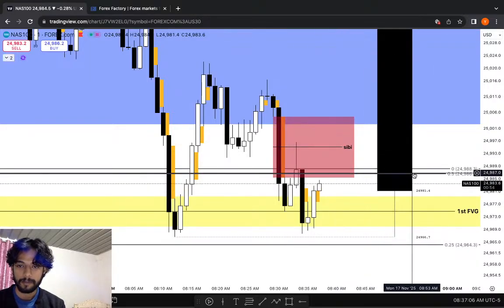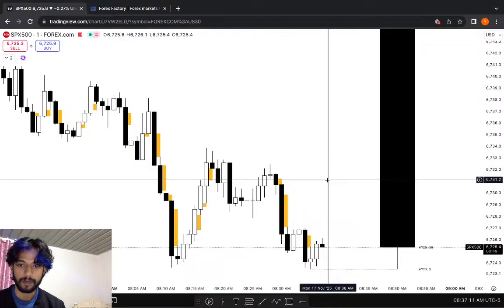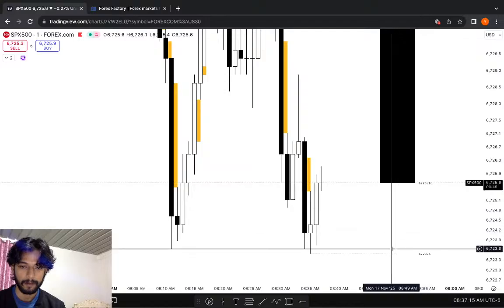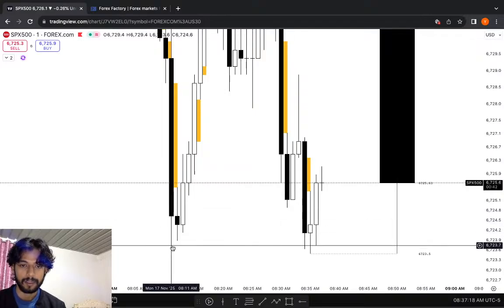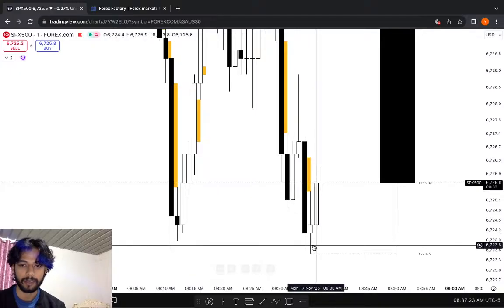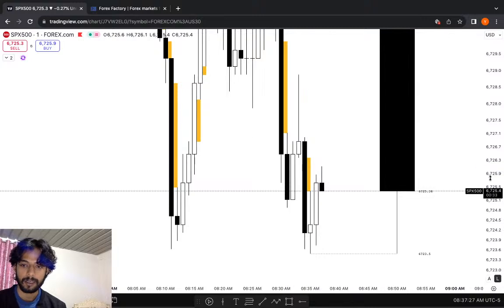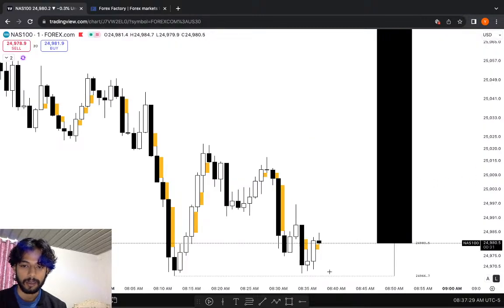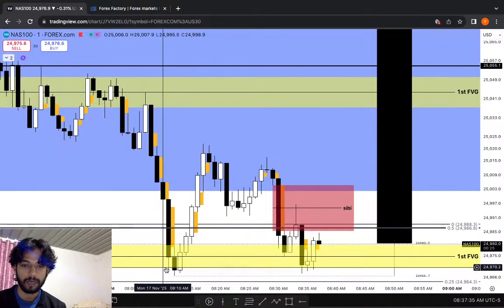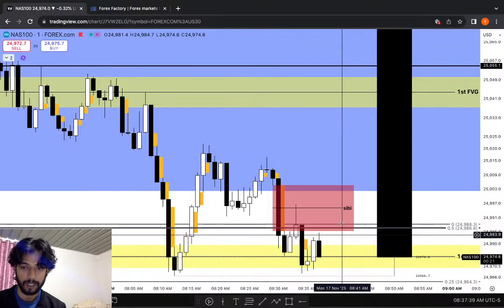Now let's see. Okay, so now we have something interesting to watch for. This low was taken out by this low right here on the ES, which is the S&P. Now let's see. You will see that this low did not take out this low yet.